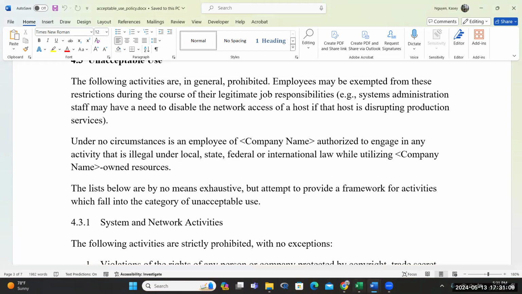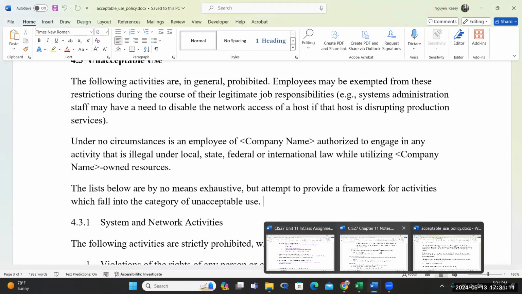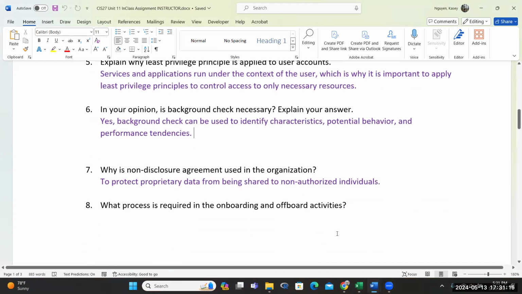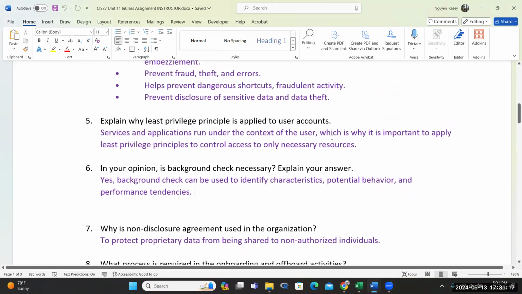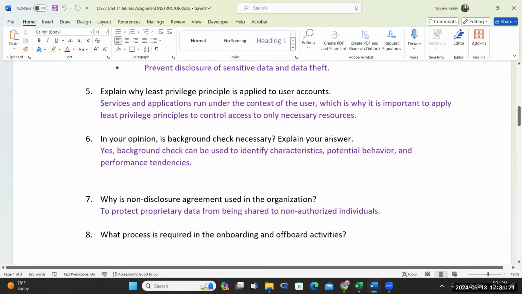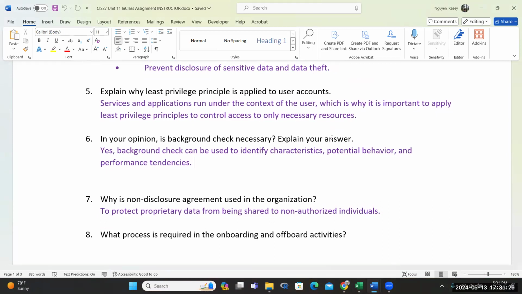Okay. So let's go through the next one. There it is. Okay, so we talked about background check, why that's important. Non-disclosure agreement is really to protect proprietary data from being shared, and it's really protecting the organization or the entity that you sign the NDA with.